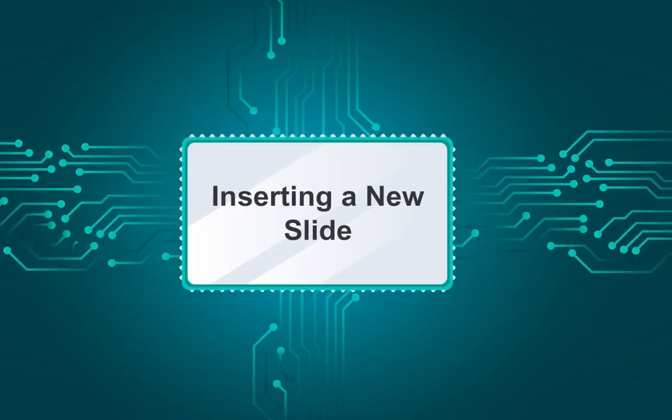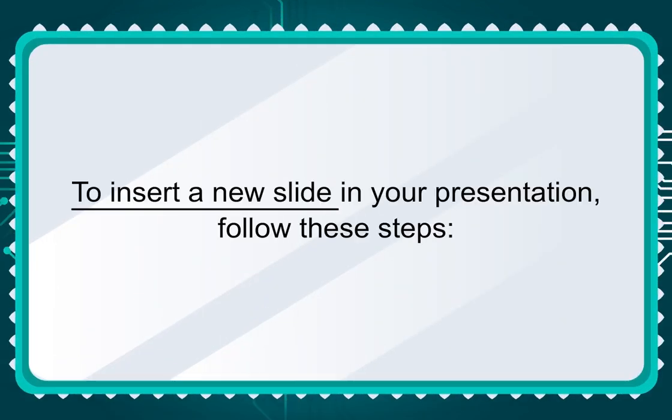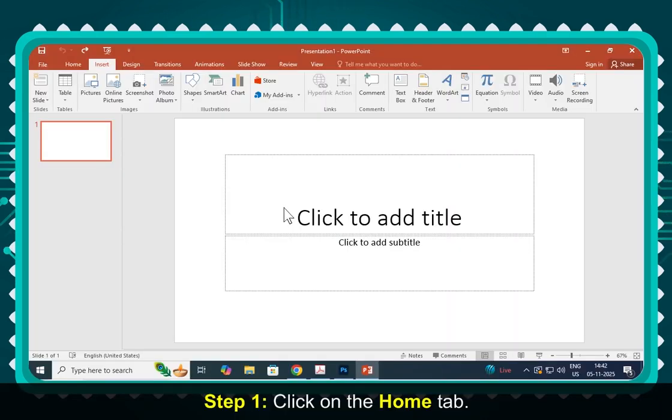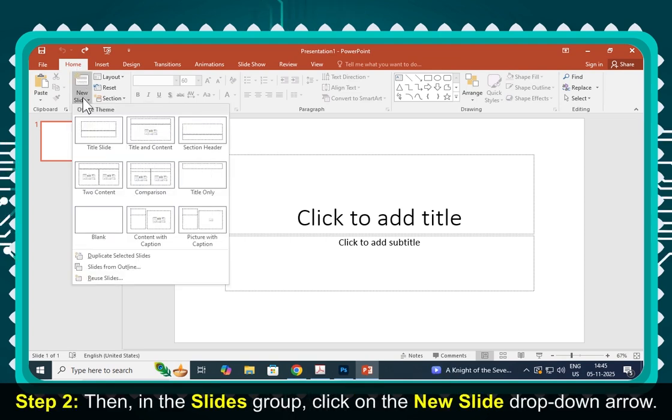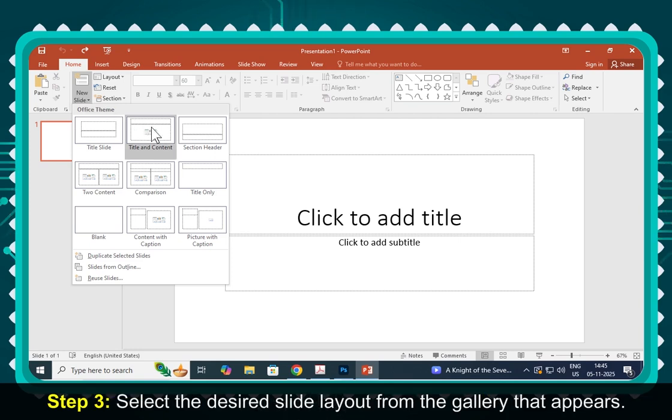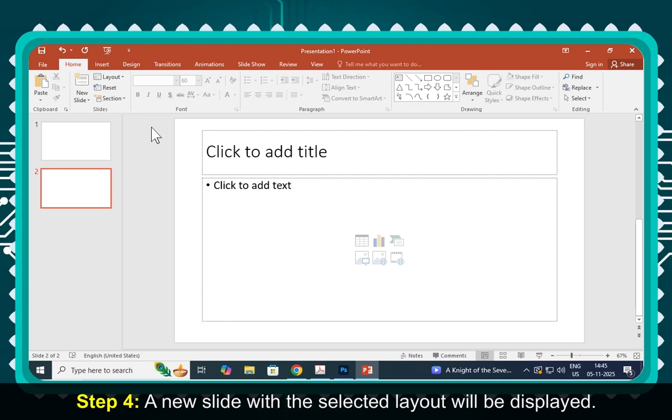Inserting a new slide. To insert a new slide in your presentation, follow these steps. Step 1. Click on the Home tab. Step 2. Then, in the Slides group, click on the New Slide drop-down arrow. Step 3. Select the desired slide layout from the gallery that appears. Step 4. A new slide with the selected layout will be displayed.